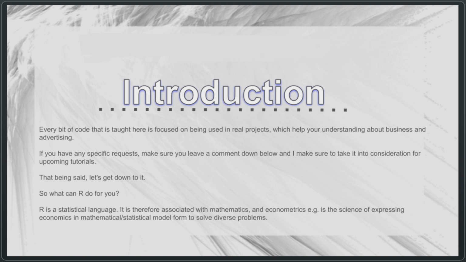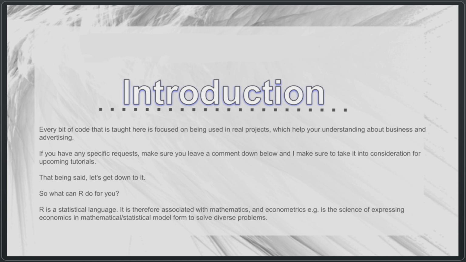So, what can R do for you? R is a statistical language. It is therefore associated with mathematics, and econometrics, for example, is the science of expressing economics in mathematical or statistical model form to solve diverse problems.